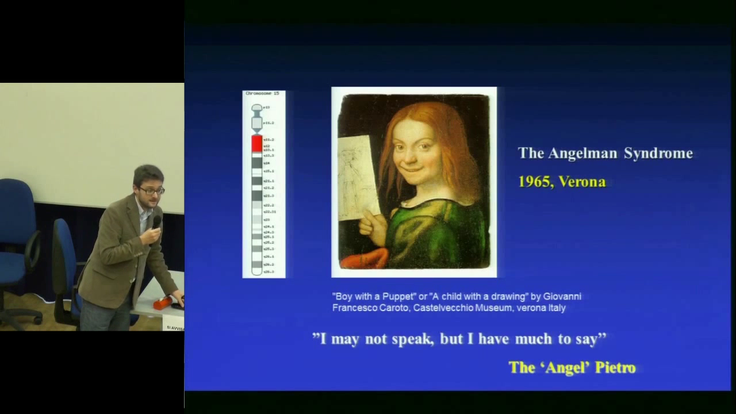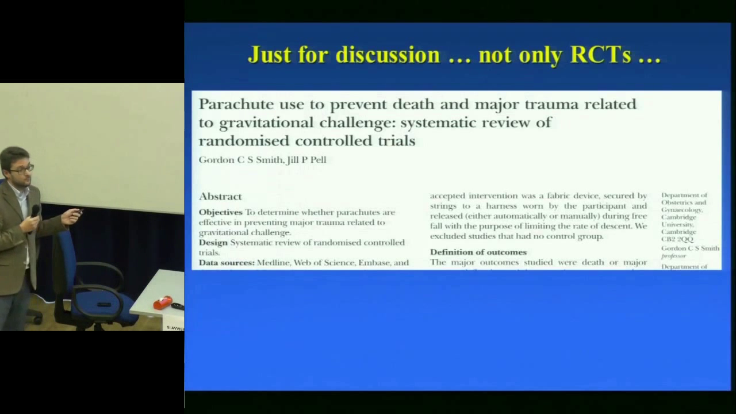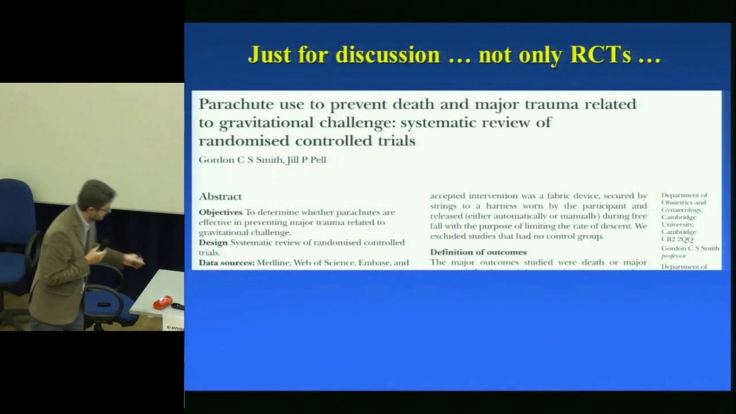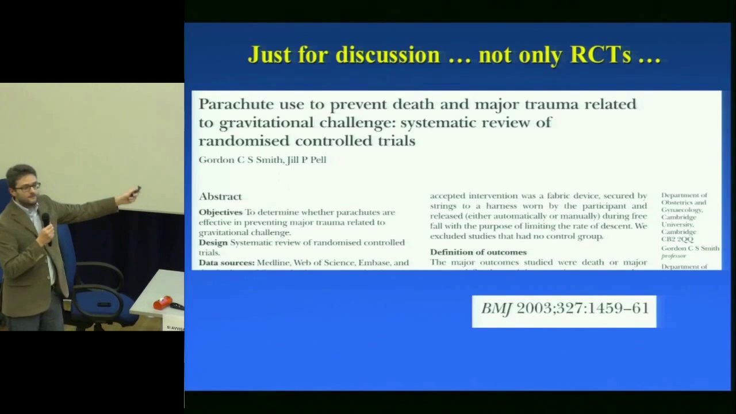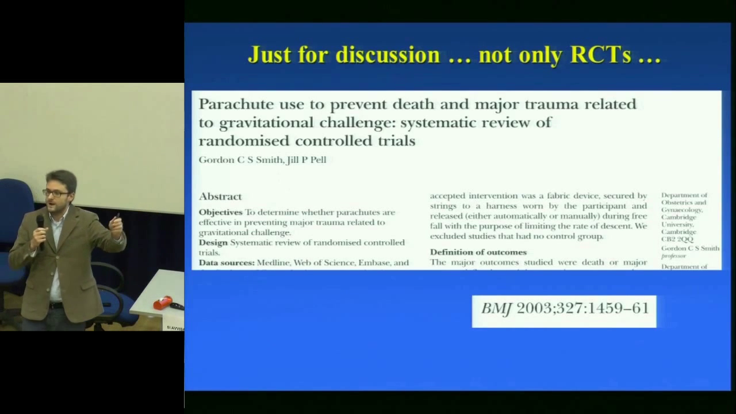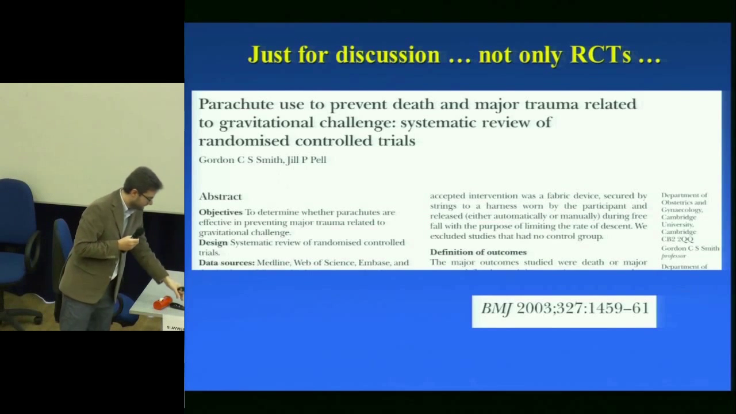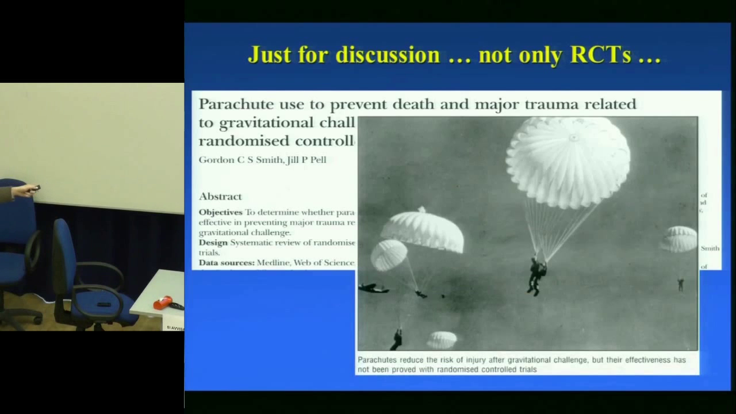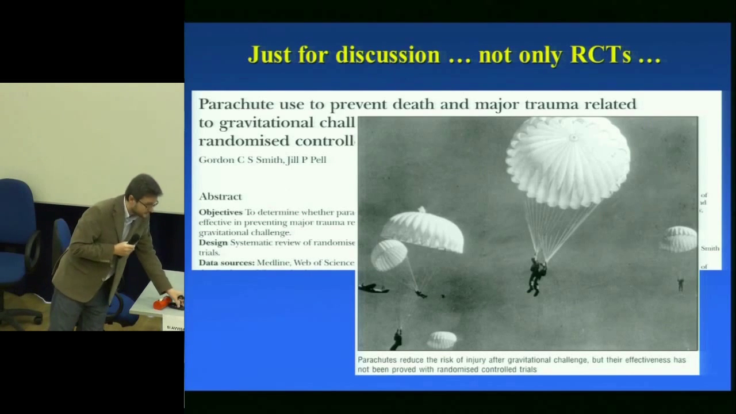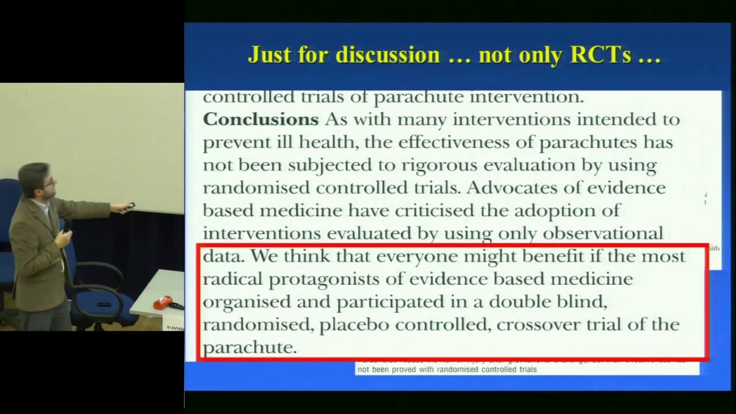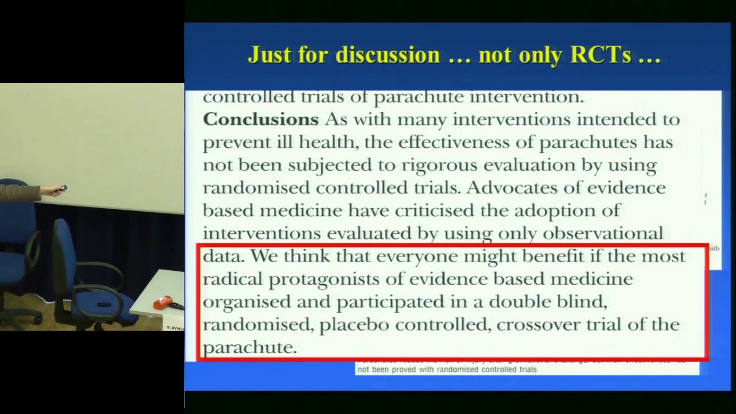And I can also cite the HIV experience. And that's really for fun. In the BMJ, a few years ago, I don't remember, 10 years ago, some people performed a systematic review. We have seen the systematic review at the top of the evidence, and they said, okay, let's find in the literature all the evidence that parachutes prevent major trauma. And they concluded that no randomized controlled trial has been performed on the efficacy and safety of parachutes. So they said, okay, please, all the radical protagonists of evidence-based medicine, organize the trial, and most of all, be participants in this double-blind, randomized controlled trial of parachute versus no parachute. Thank you for your attention.